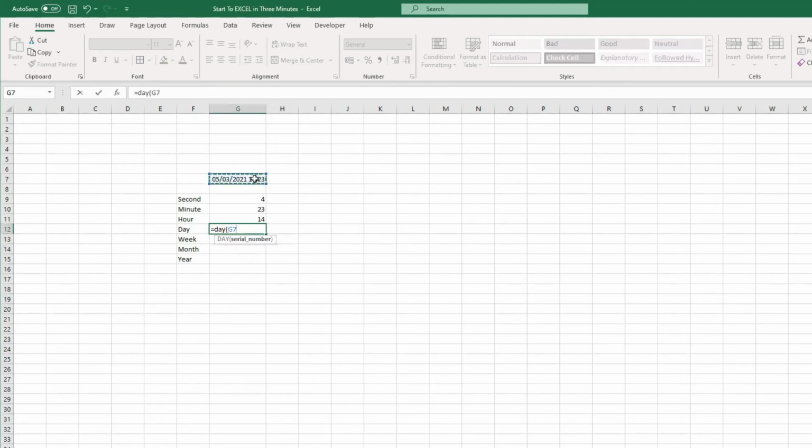And then day is 5, which is 5th of March 2021, so day is 5th.